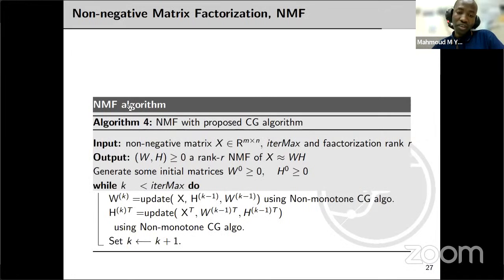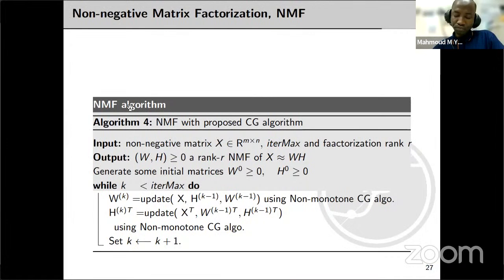As Adamu mentioned in the introduction, we are talking about the problem of non-negative matrix factorization, which, as he mentioned, is very important in many application areas. So we have the following outline or scheme of the algorithm, in which we incorporate the proposed algorithm. In the first instance, we have the input, which is the matrix itself. And the idea here is how can we factorize it?